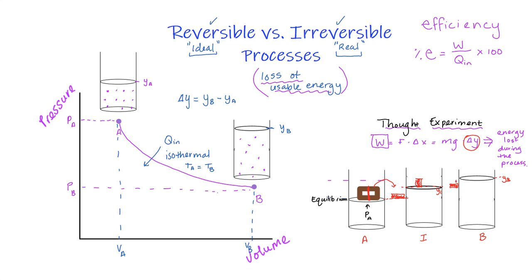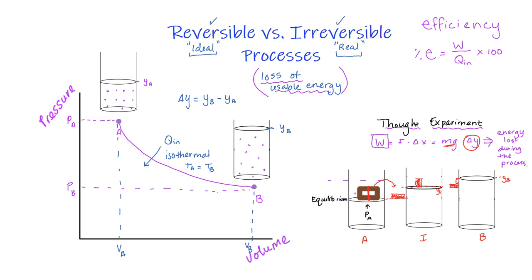So I'm only raising it now half of YA, YB distance, and I'm only raising half of the weight. And then I'm going to do the other part again. So in each of these little changes, what I'm saying is less loss of energy has occurred because I've done the process a little bit more incrementally.